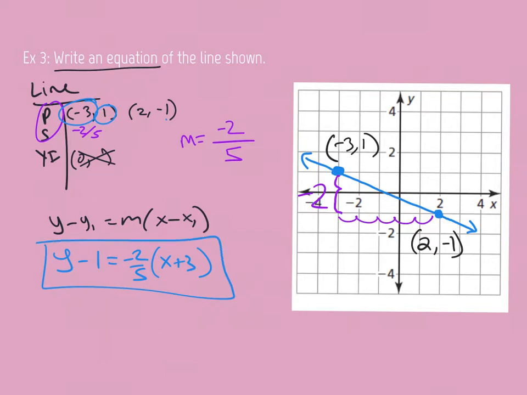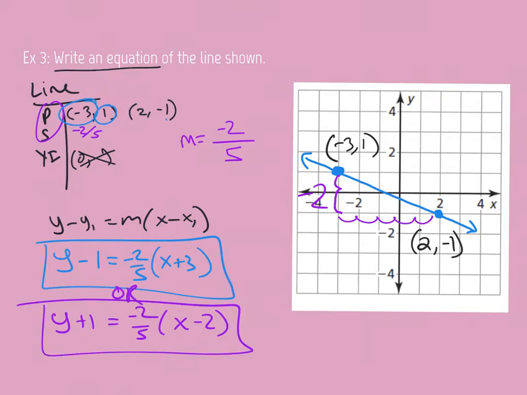There's my answer. My other possible answer, if I used the other point, would be y plus 1 equals negative 2/5 x minus 2. Either of these are good. So those are some examples of writing equations in point slope form. Let's look at some vertical and horizontal lines now.